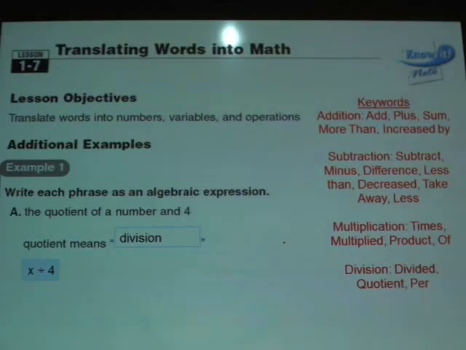So let's go ahead and start this on this first slide here, where they're asking us to translate the quotient of a number and 4. So the first thing they're pointing out there is the word quotient. Quotient means division, so we're writing a division question.